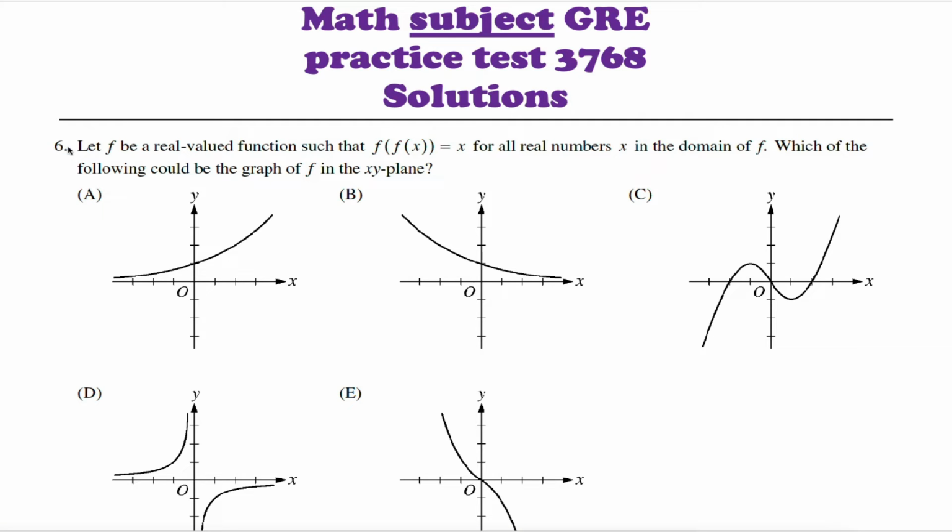All right, here's question 6 on this math subject GRE practice test. What we're told is that f is a real valued function and that f of f of x equals x. In other words, if you take the function and compose it with itself, you're left with just x. Another way to think about that is if you apply this function a second time, you cancel out what you did the first time. And what you're asked is which of the following could be the graph of this function?